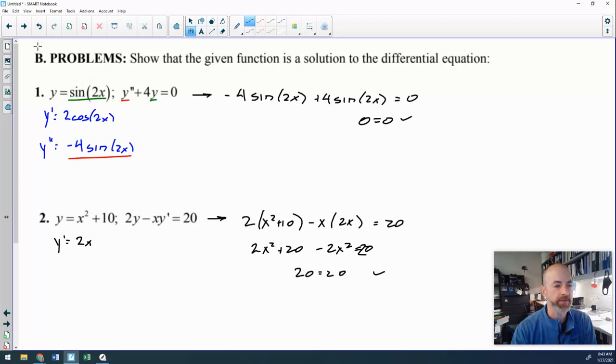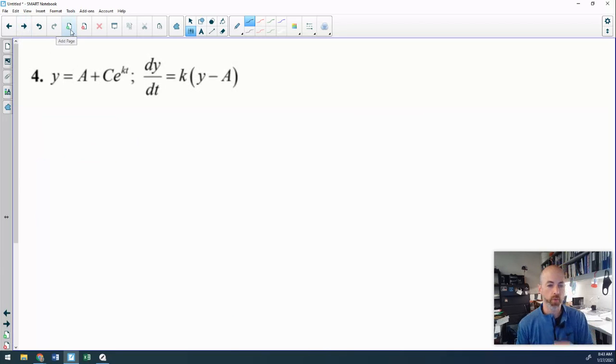Now, those two are kind of straightforward. Let's look at a little bit trickier one. Lots of unknown constants in this one. We have y equals a plus c e to the kt. Now, do remember that a, c, and k are constants, and e obviously is a constant as well, 2.7182818284590452353. So we need the derivative, and I need the function itself.